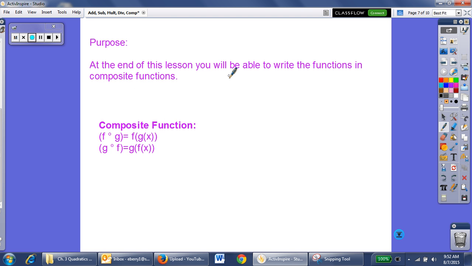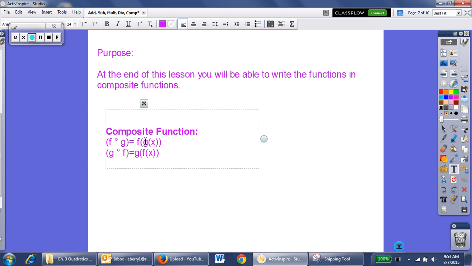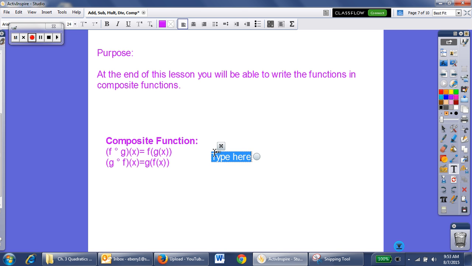So at the end of this lesson, you will be able to write the functions in composite functions. A composite function is written like this, f of g of x. So we can see that as f of g of x, said the same way. And this should really have an x next to it right here. And again, to say this out loud, I'll write it over here if you'd want to write it in your notes. This is f of g of x for the first one. And for the second one, out loud, we would say g of f of x.